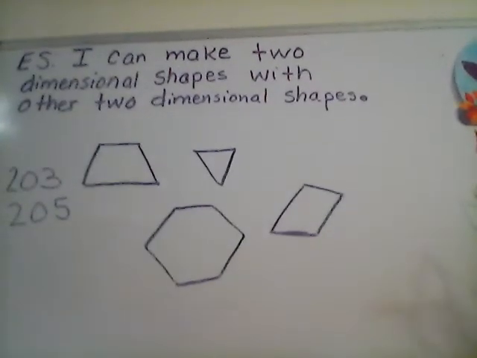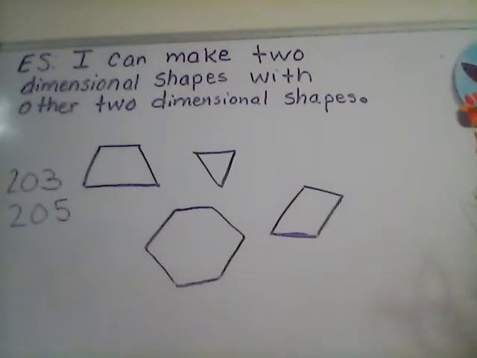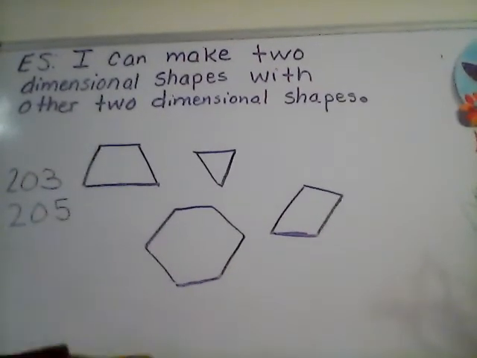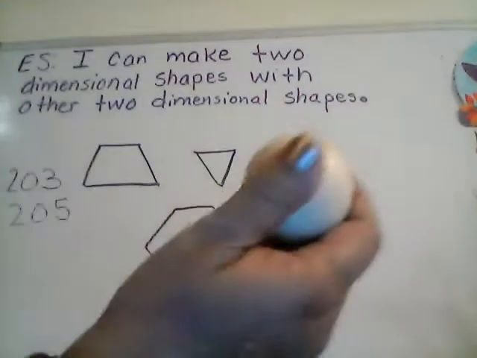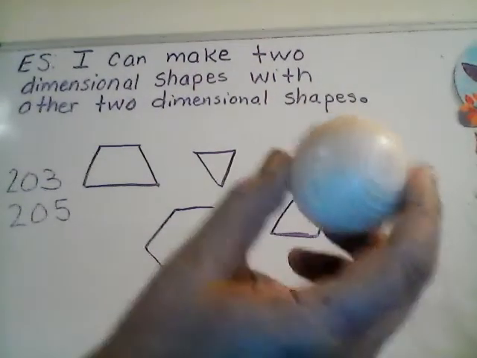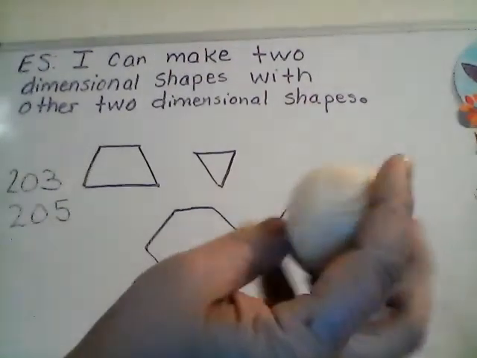Today in math, we're going to talk some more about shapes. Let's review the shapes that we talked about yesterday. Shapes that are called three-dimensional shapes. They're not flat. All right, so here is a three-dimensional shape that we talked about yesterday.